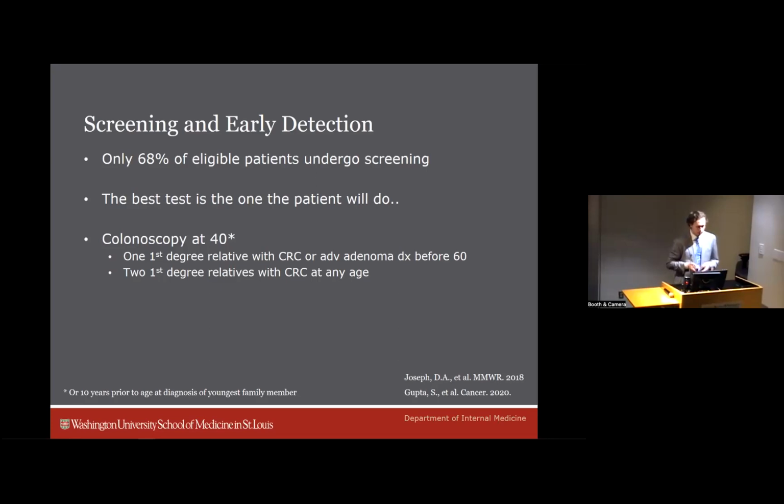And some interesting data from 2020, Gupta et al., they found that 25% of patients who were diagnosed in their 40s with colorectal cancer would meet criteria for this particular screening. And that's huge. If we could catch 25% of those patients at a point where they have curable disease or even pre-disease, that would be absolutely amazing for our patients.